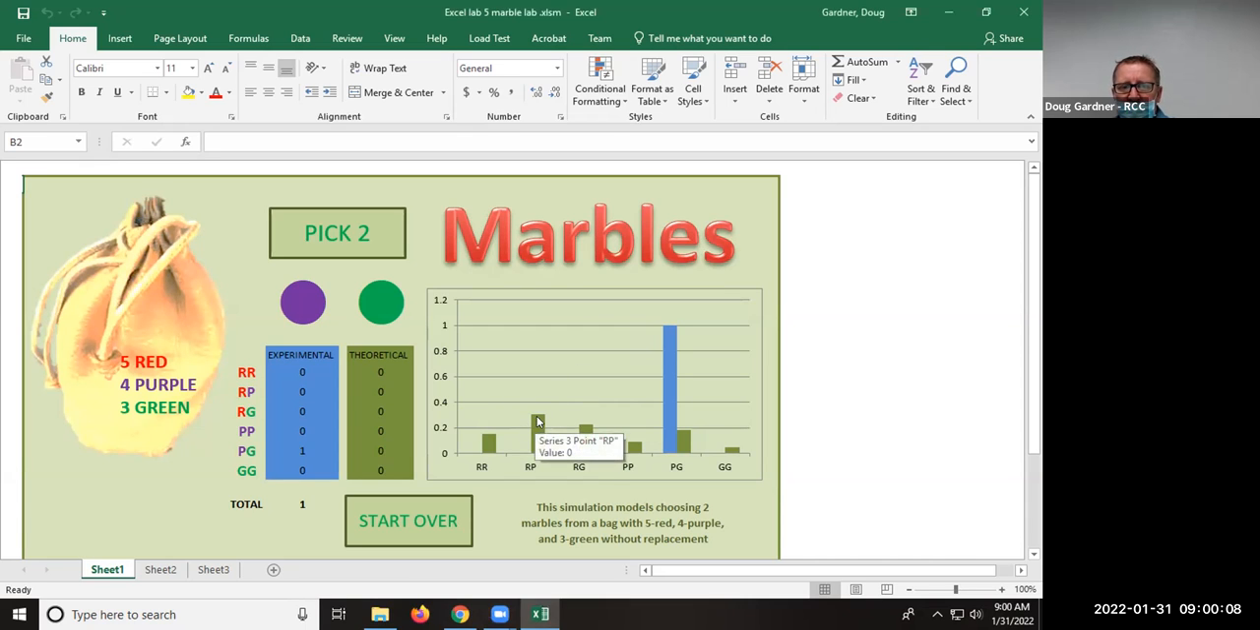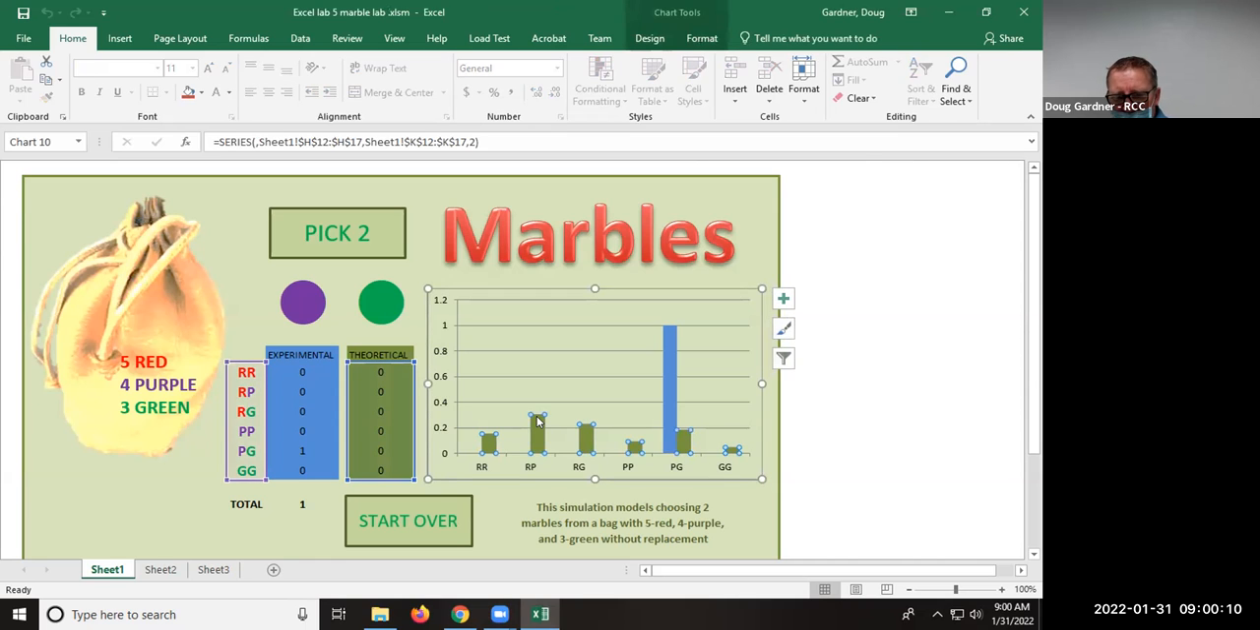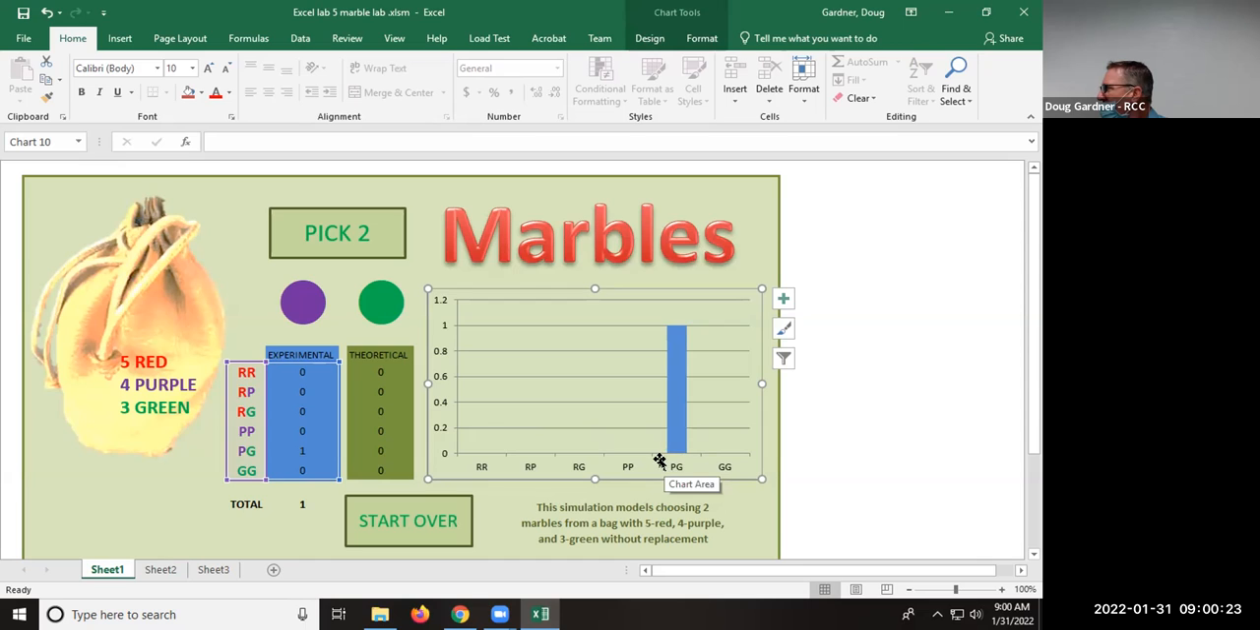Let's see, I'm going to turn off the graph. So notice your first pick here is purple and green, and that showed up over here. So again, this is how bar graphs are made. Notice right now there's only one chosen, but notice it says one up there. So you've basically got one purple and green.